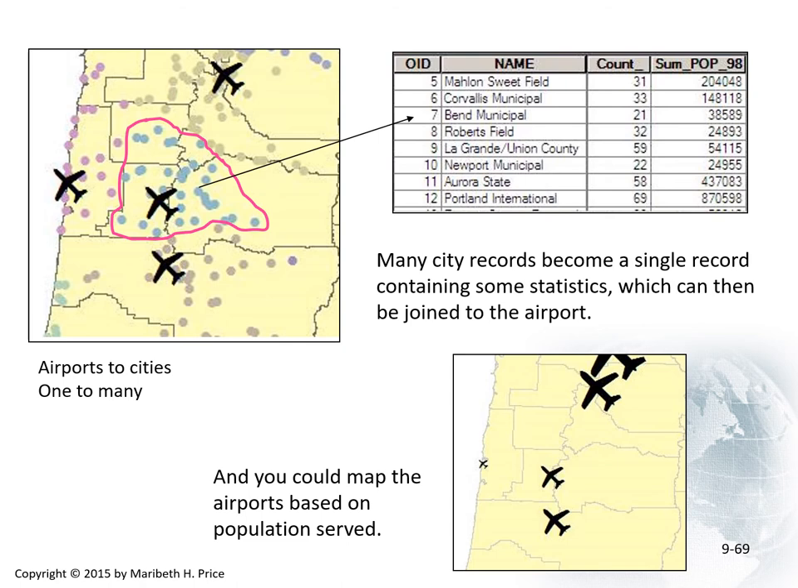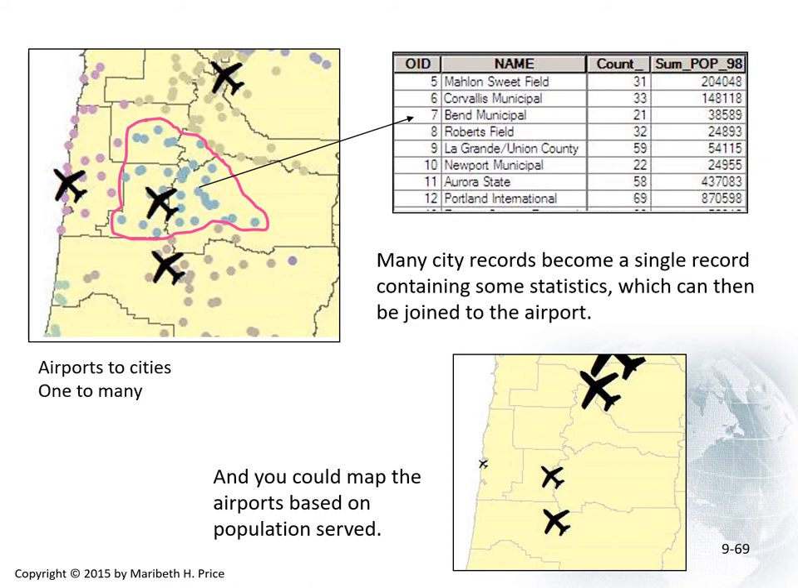Many city records become a single record containing some statistics which can then be joined to the airports. In the example here on the left, you have the airplane, which represents the airport. The blue is the cities. We use a distance join to identify which airport is the closest for every city. And then we're going to combine that data. We want to know how many people are served by that airport. So what do we want to do? We want to combine the populations from all those cities to that airport. That's many things that we're trying to join into one. That doesn't work unless you summarize it.